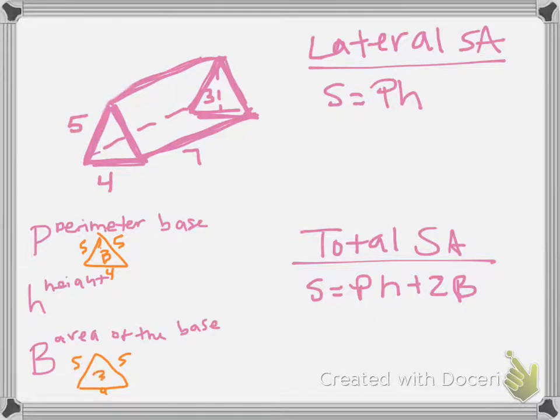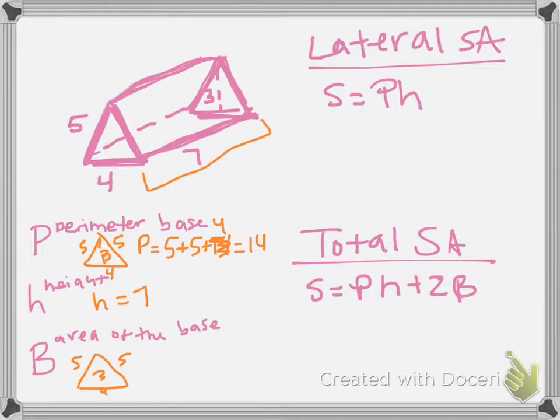Excuse my handwriting. So finding the perimeter of the base, we add all the sides. So the perimeter is adding all the sides of the triangle. 5 plus 5 plus 4 will give us 14. And the height from base to base, so from triangle to triangle, is 7.